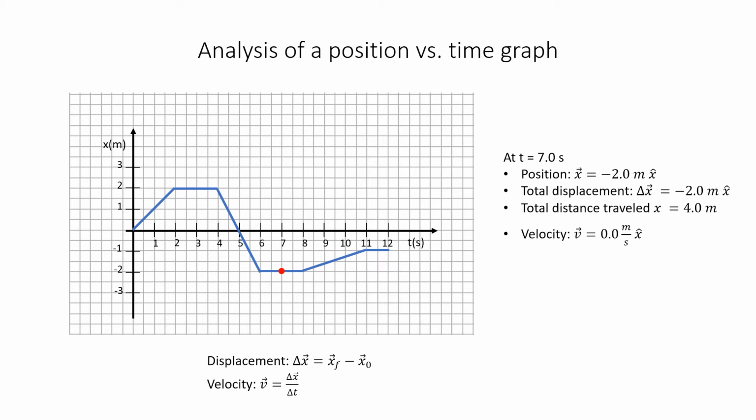At 7 seconds, our position is negative 2 meters x hat. We can see that we're 2 meters below the t-axis. We've traveled 2 meters in the negative x direction. The total displacement is negative 2 meters. The total distance traveled is 4 meters because we went 2 meters in the positive x direction, then 2 meters in the negative x direction, and then stayed still. The velocity here is 0. You can see the slope of the line right here is 0.